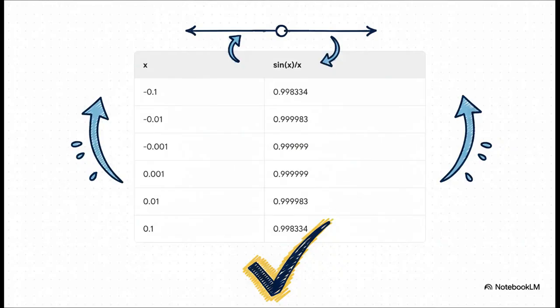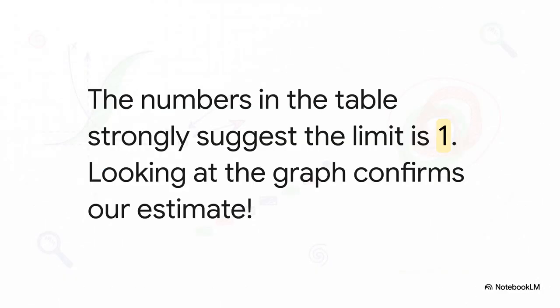Let's try it for the limit of sine of x over x as x approaches 0. Now this function is undefined right at 0, but just look at the table. As we come in from the negative side, the values creep up. 0.998, 0.9999, 0.99999, and as we approach from the positive side, we see the exact same thing happening. The evidence is pretty overwhelming here. Both paths are basically screaming the number 1, and we can confirm our hunch by looking at the graph.